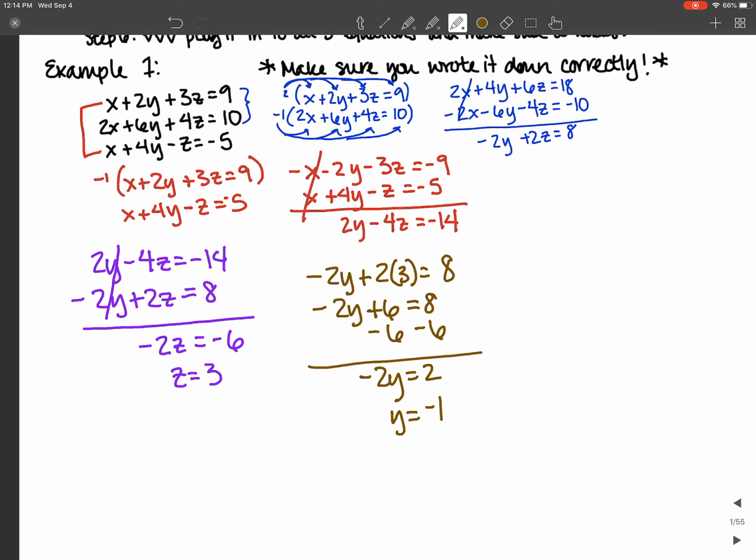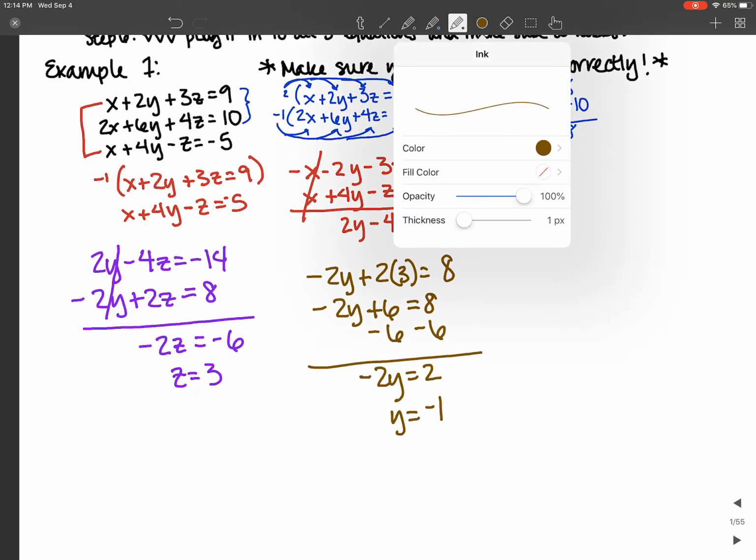Yes. Yeah, great question. So the reason that I didn't just plug z back into an original is because that actually wouldn't help me until I know 2 of the 3 things. So now I know 2 of the 3 things. Now I'm going to use an original equation. I'm going to plug in y and z, and I'm going to find x.